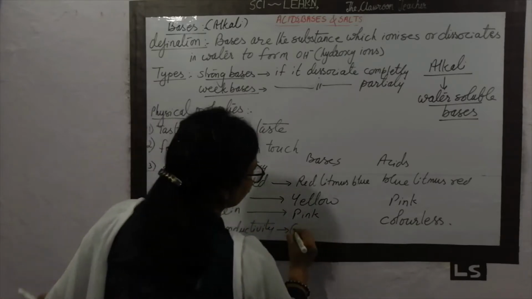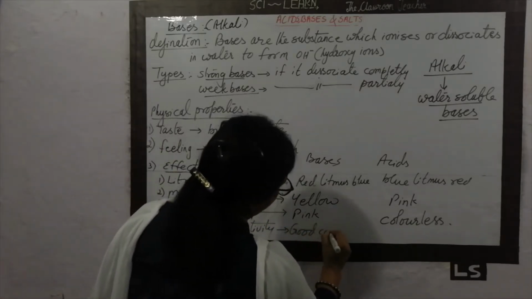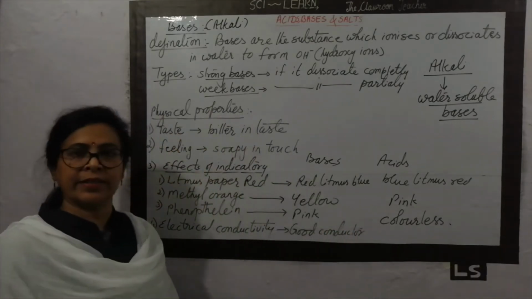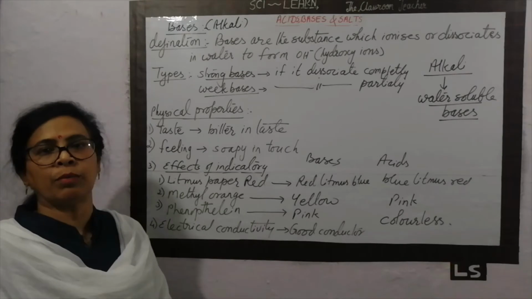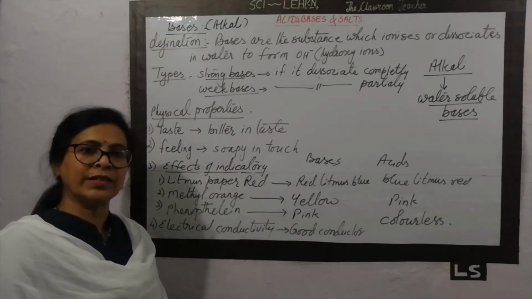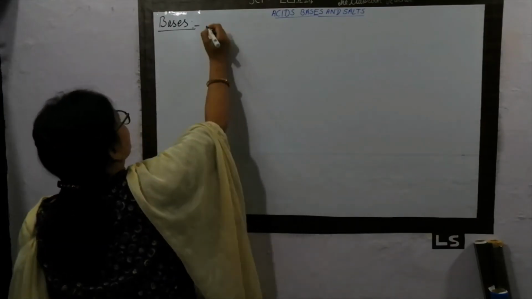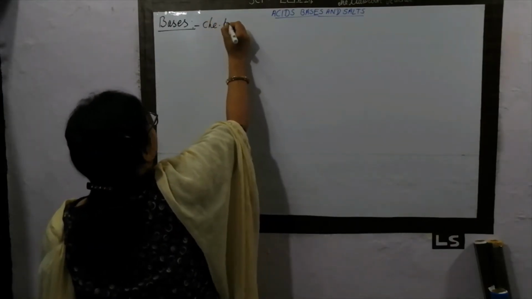Bases are also good conductors of electricity. The strong bases are good conductors of electricity. All these are the physical properties of bases. Now let's move towards the chemical properties of bases.